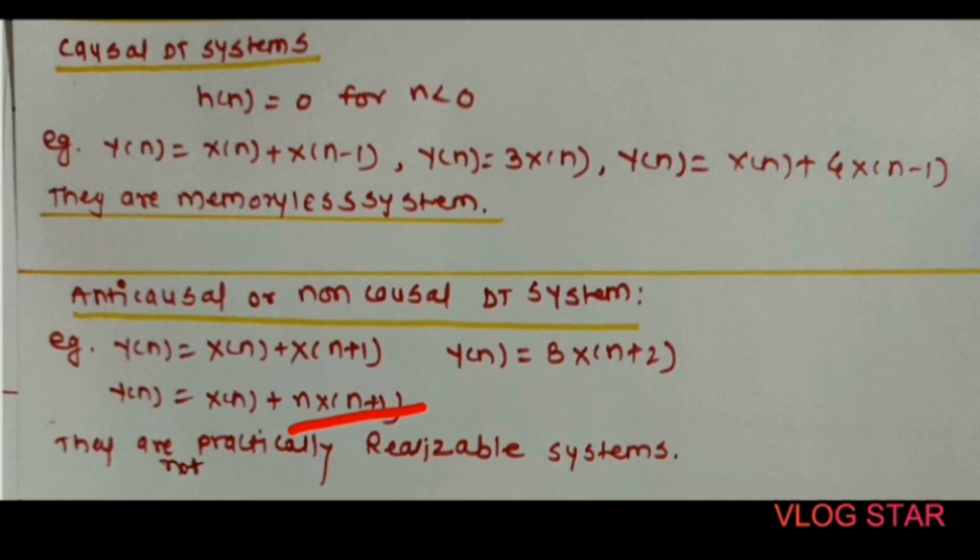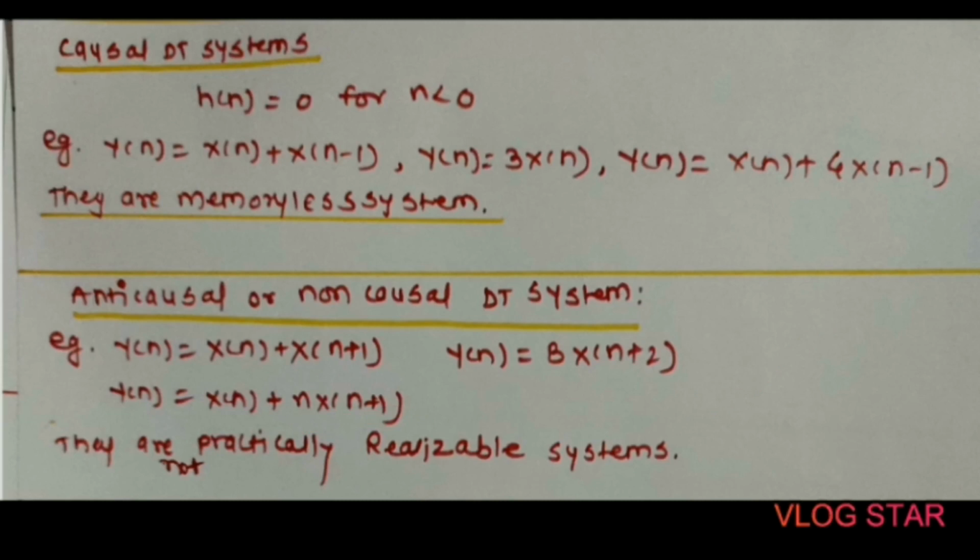So a non-causal system contains future samples, and that's why non-causal systems are practically not realizable. That means in practical cases it is not possible to implement a non-causal system. But if the signals are stored in memory and at a later time they are used by a system, then such signals are treated as advanced or future signals, because such signals are already present before the system has started its operation. In such cases, it is possible to implement a non-causal system.